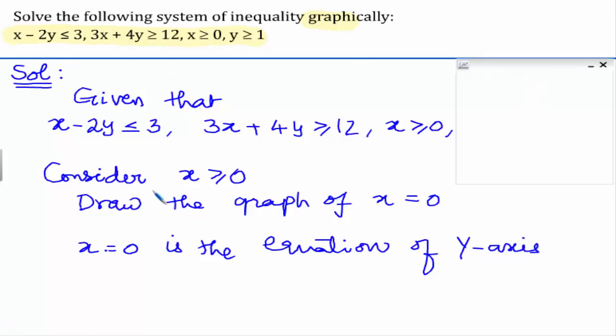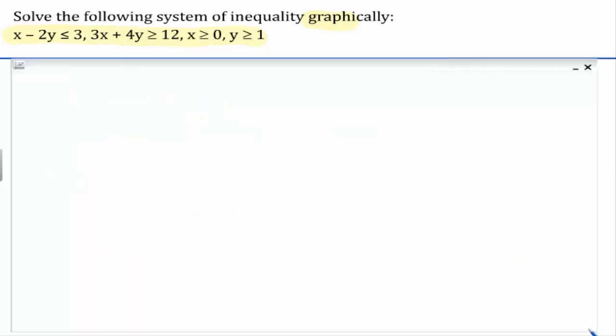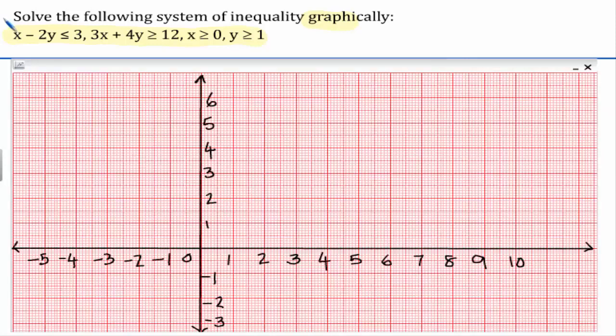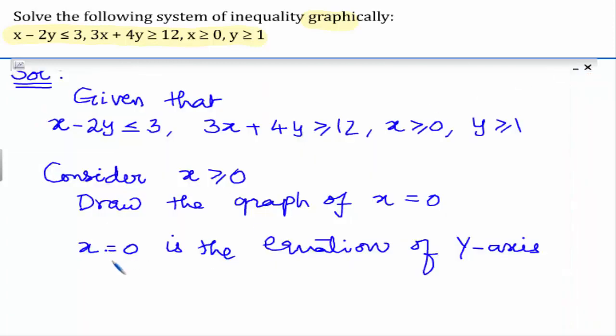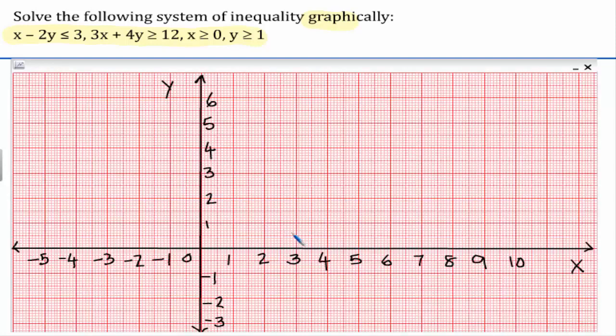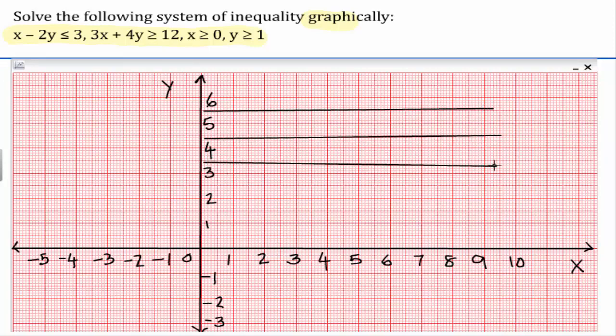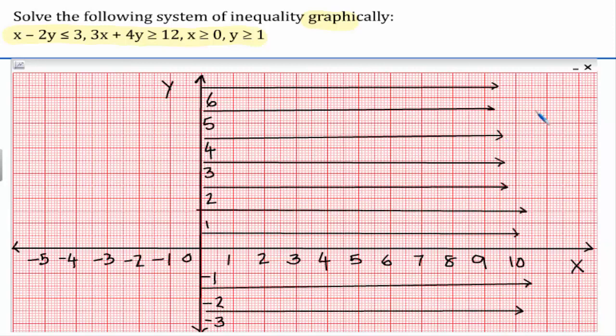Let us draw that graph, and x has to be greater than 0 now. In this graph, here is the x-axis and this is the y-axis, and the first inequality is that x is equal to 0, which is the equation of the y-axis. So the region will be towards greater x, so towards this. Now here is the solution for the inequality x greater than or equal to 0.